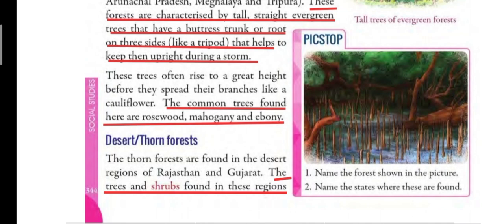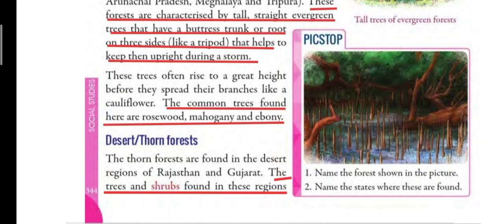Now, what do you mean by shrubs? So, shrubs are a type of plant only. Shrubs are those type of plants that are big in size. They have woody stem, but they are smaller than the trees. They have woody stem, means the stem is made of wood, but their height is smaller in comparison to the trees.